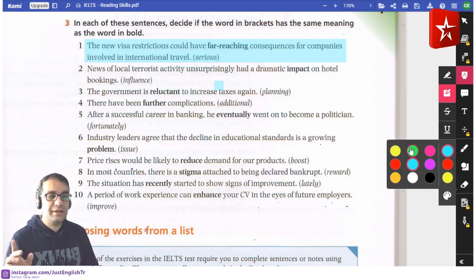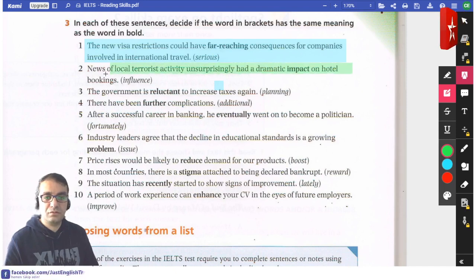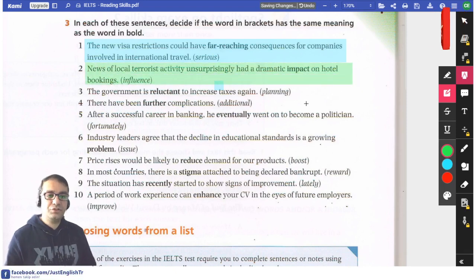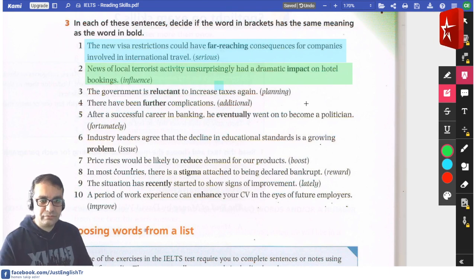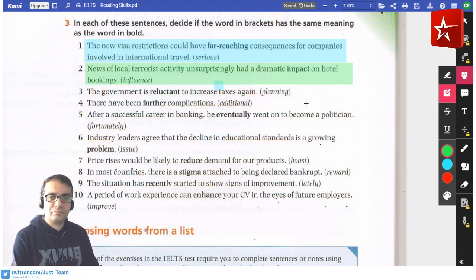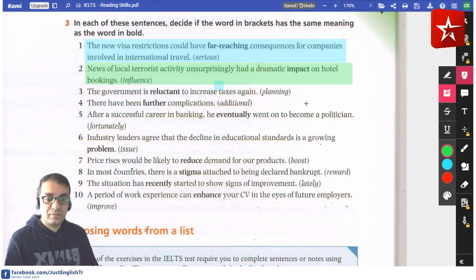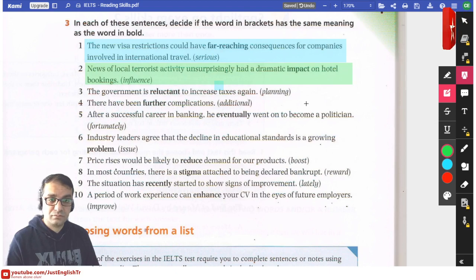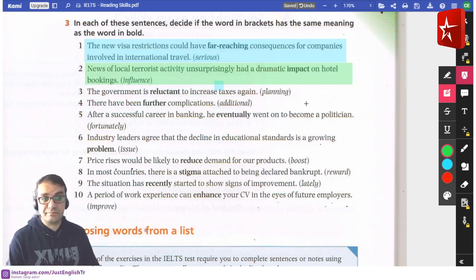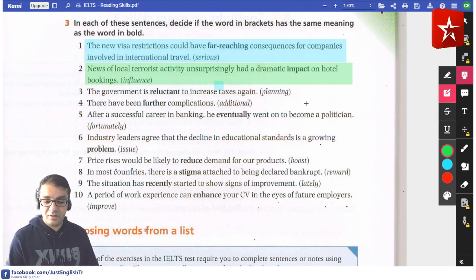Now, number two. Number two, yes or no? What do you think, guys? Give me an answer. Okay, Chinar, Dylan, is it for number one, number two?